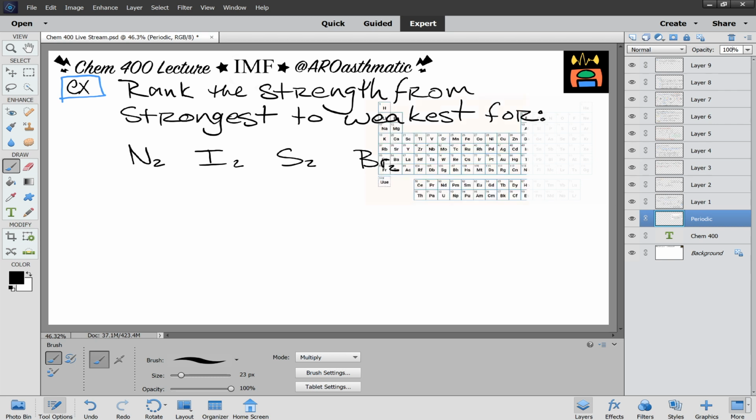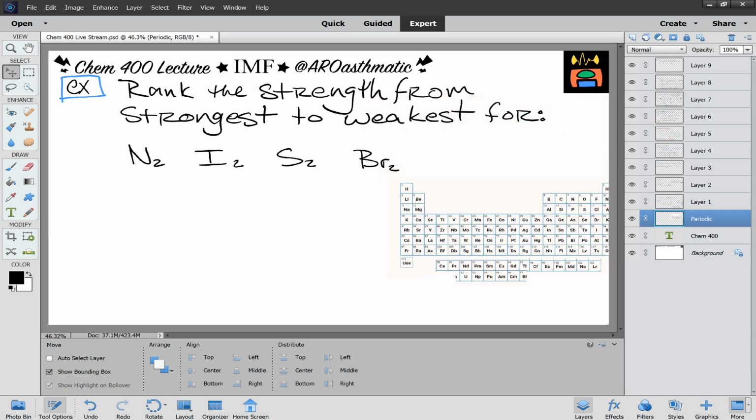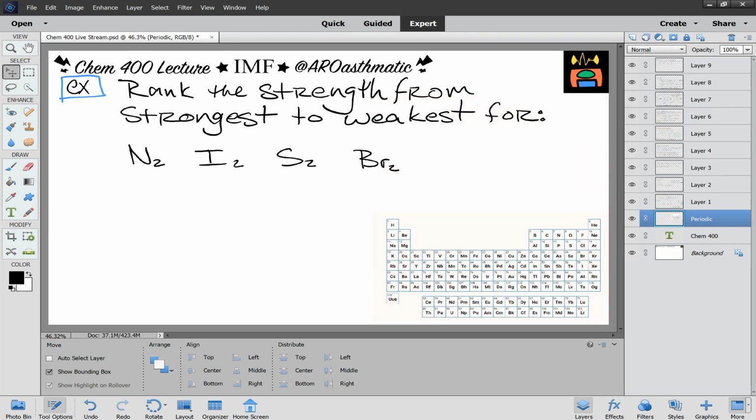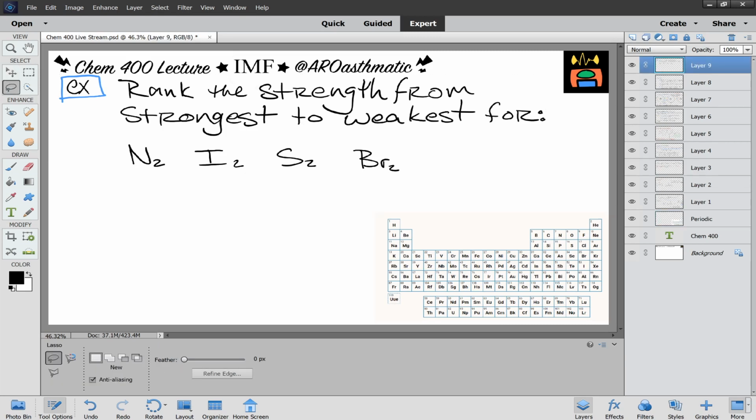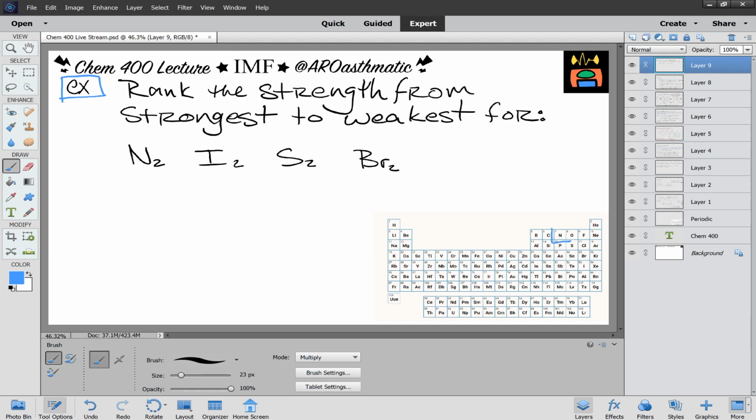All right, so let's actually resurrect our periodic table from the dead. Maybe pull it down. And let's find these dudes. So we're dealing with N2, which is right here. I2, which is made of iodine. Br2 is made of bromine. S2 is made of sulfur.